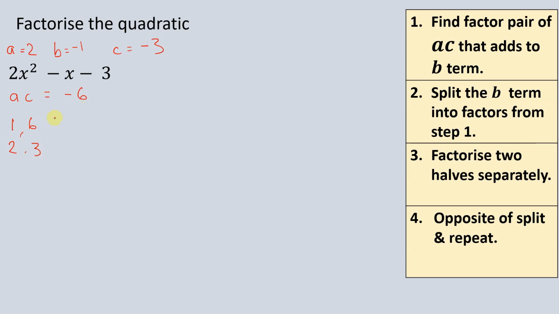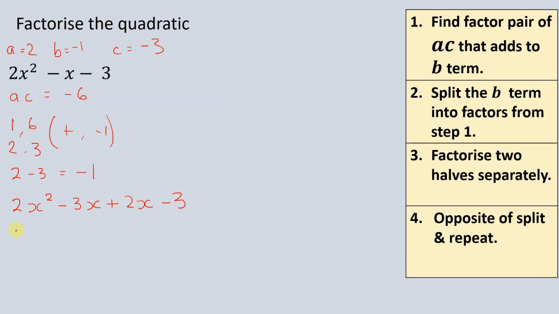Now one of these factors is going to have to be a minus, one's going to have to be a plus. So we can see that 2 minus 3 will give us -1. So our factors that we need to use are 2 and -3. And next we're going to have to split the -x into a 2x and a -3x. So we rewrite our quadratic as 2x squared minus 3x plus 2x minus 3.